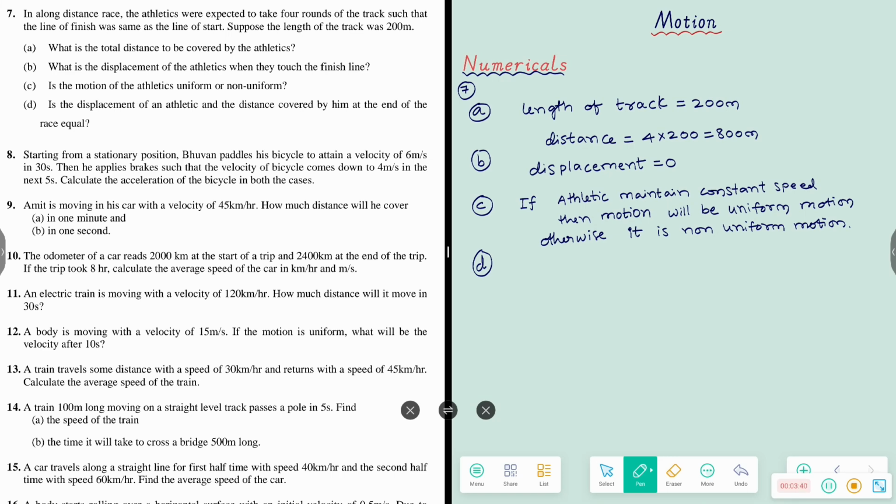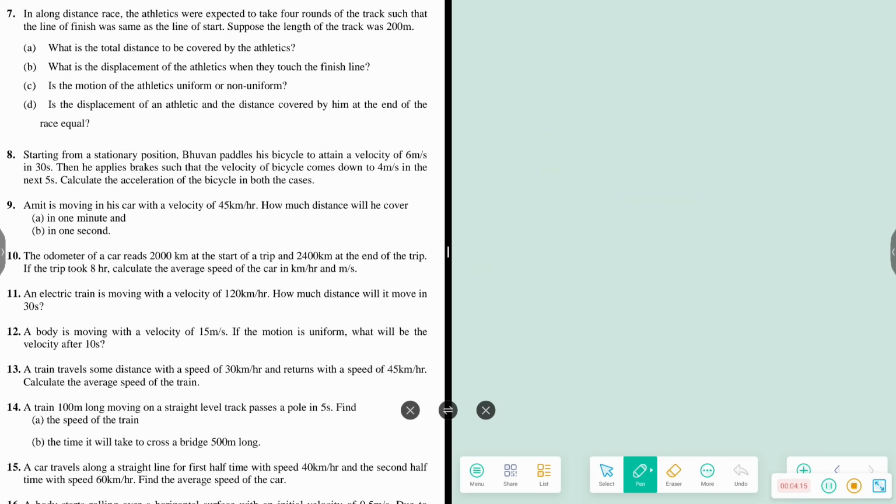Now next question: is the displacement of the athlete and distance covered by him at the end of the race equal? No, because distance covered by the athlete is 800 meters, whereas displacement covered by him is 0. They both are not same. Distance and displacement both are not same. Hope you understood this question answer. Now let us discuss the next question.